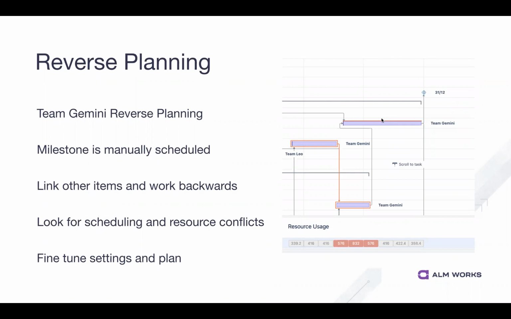And we can use that information in a formula column. So even if the Gantt isn't open, even if we're just looking at the structure board, we can say, hey, Gantt thinks there's a problem here. Gantt thinks that this isn't going to work. So we can look for those scheduling and resource conflicts, and then fine tune the plan to make it work.